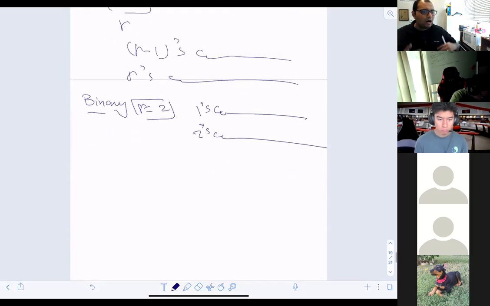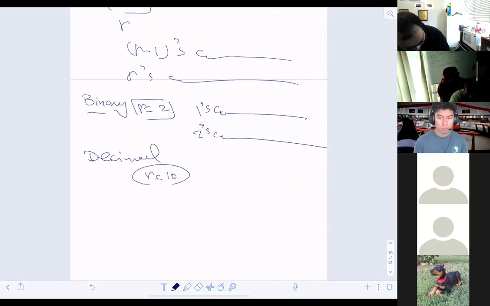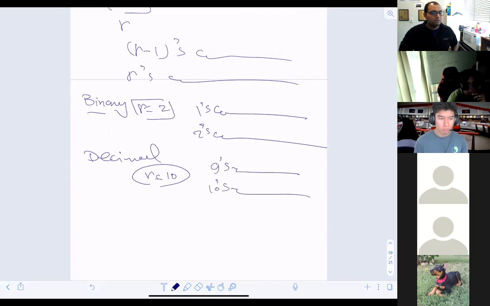Let's say that I'm in decimal. My R is 10. So I'm supposed to have what? 9's complement and 10's complement. I'm in octal, right?